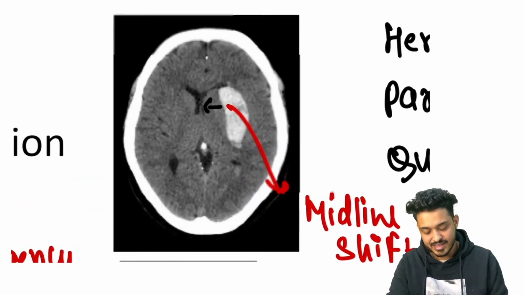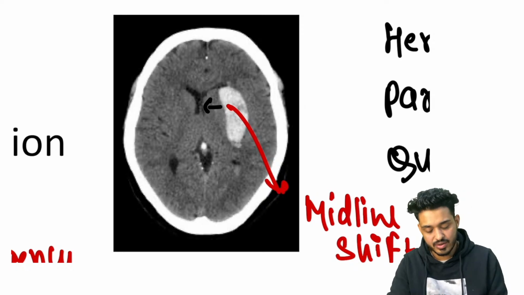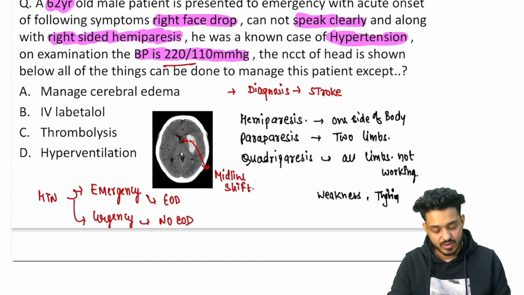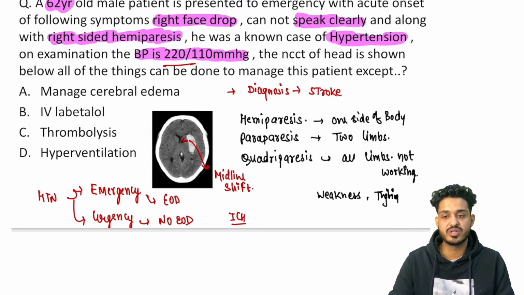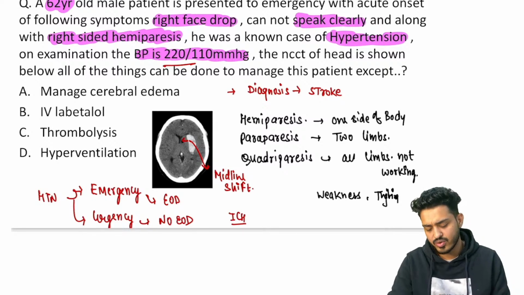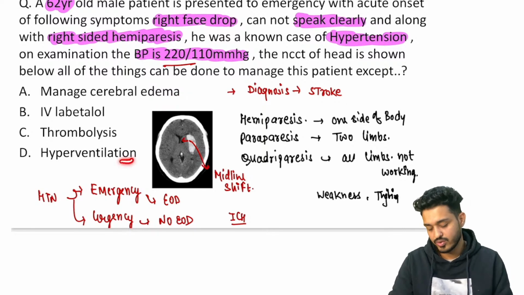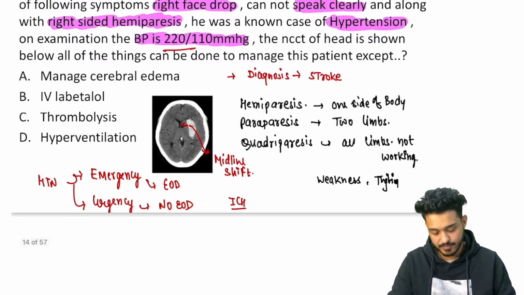Here you can see that midline shift is there. This is a lesion, and the lesion is in the putamen. Where is the lesion? We are having putamen, and you can also appreciate the midline shift. So this is a case of ICH. Please try to tell me, how would you like to manage this patient? Are you going to do thrombolysis? Are you going to give labetalol, or will you try to manage cerebral edema, or give hyperventilation to the patient? What would you be doing in this particular patient?